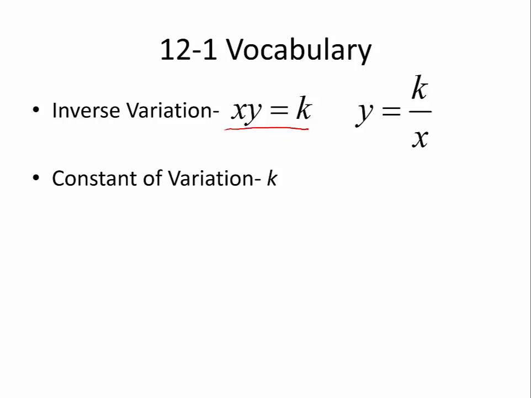constant of variation. Now, in order to get y alone, of course, you would get rid of x by dividing it to both sides, and that is what it looks like when y is alone. This is the format of equation that is expected when it comes to inverse variation.